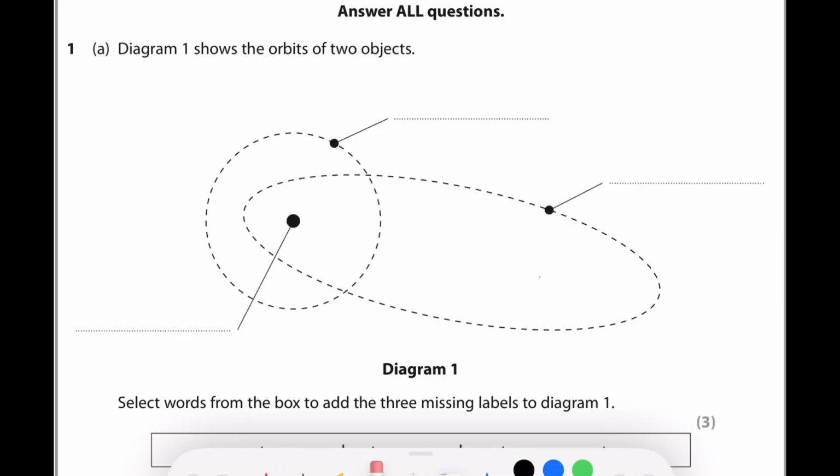For question 1, diagram 1 shows the orbits of two objects. Select words from the box to add 3 missing labeled words to diagram 1. So at the center we have star, but the closest celestial object rotating around the star, which is planet. And in elliptical path we have comet.